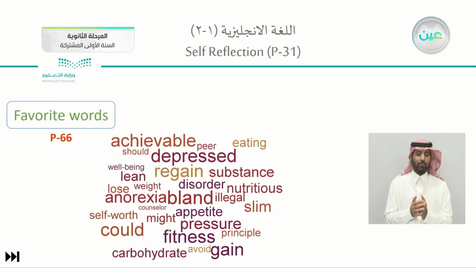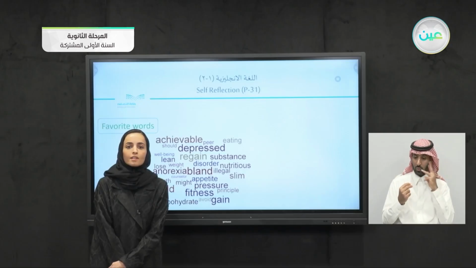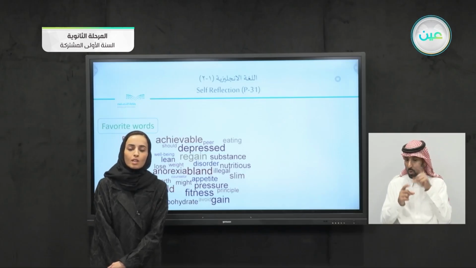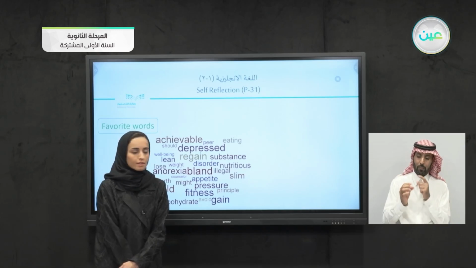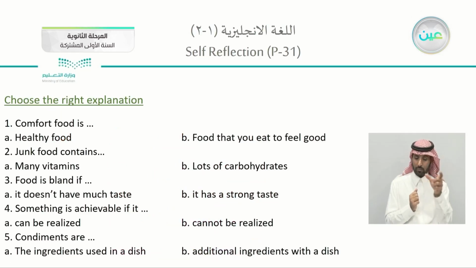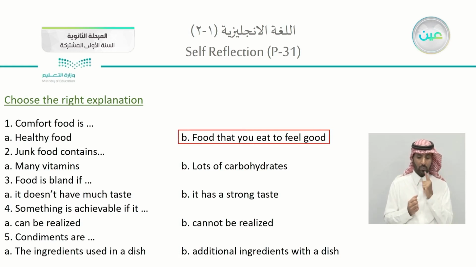Okay. For your favorite words, we're having a list on page 66. Choose 2 to 3 of these words and try to come up with the meaning and use them in a correct sentence. Let's try to use some of these. Choose the right explanation. When we say comfort food, what is it? Is it healthy or food that you eat to feel good? It is actually usually starch and carbohydrates, so it is the food that you eat to feel good.